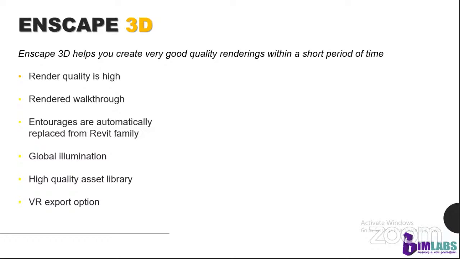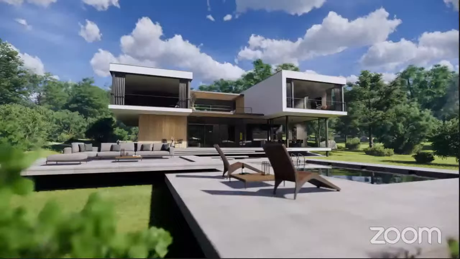We are getting the rendered walkthrough, and images are automatically replaced from the Revit family. That means the Revit components in the 3D model will be automatically replaced by the Enscape library when we go for rendering in Enscape. Global illumination is there, and we have high quality asset libraries compared to the Revit library. A VR export option is also available.